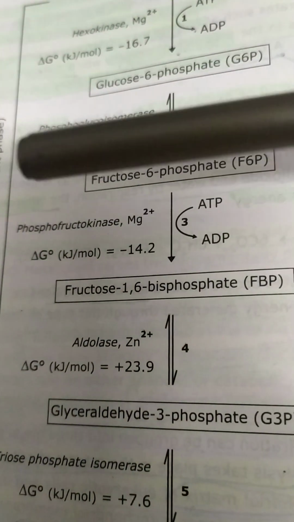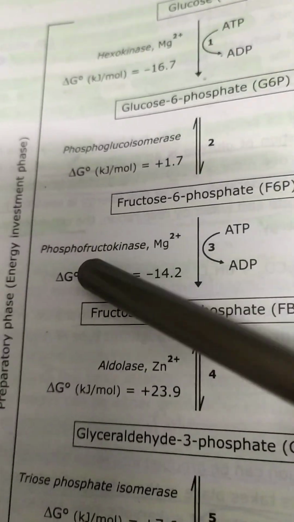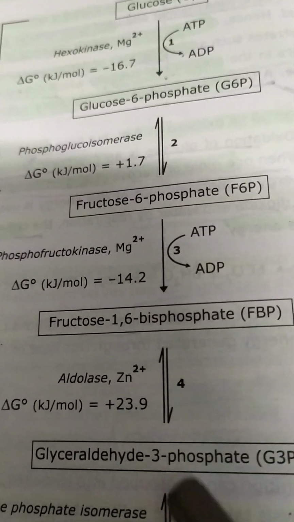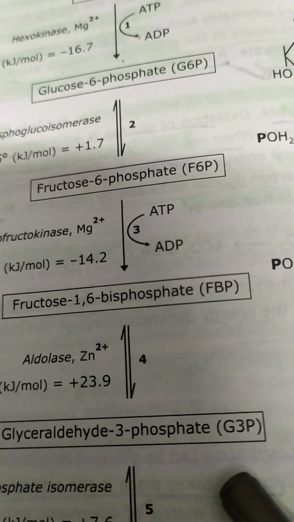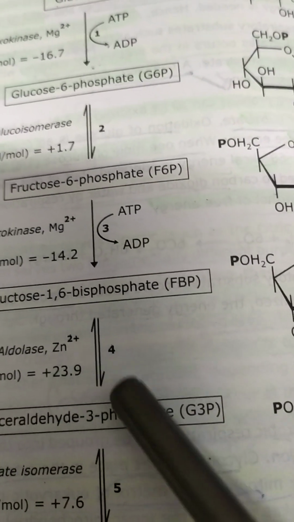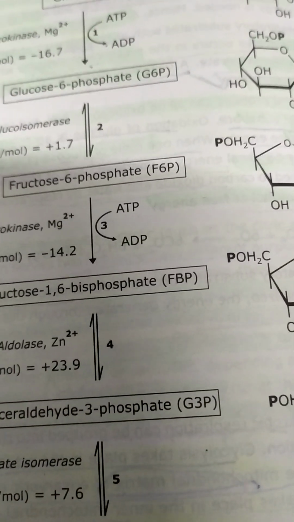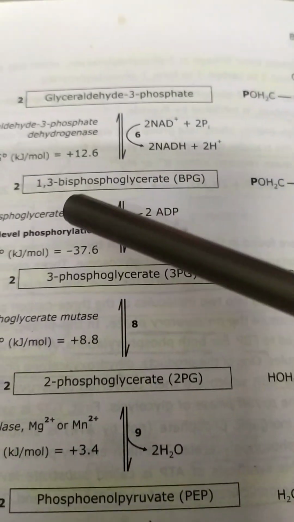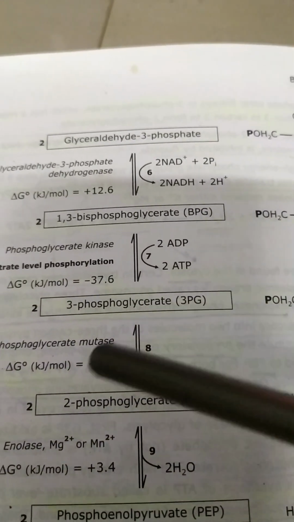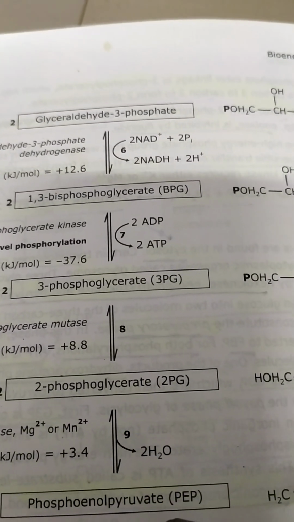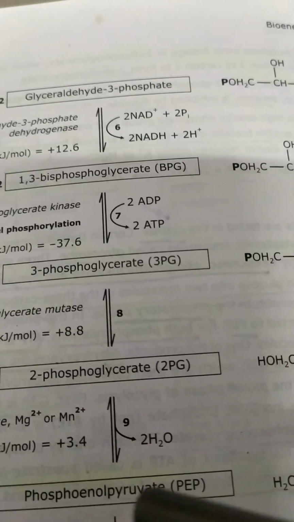Fructose 1,6-bisphosphate is produced by the action of phosphofructokinase, and then glyceraldehyde 3-phosphate is produced in the presence of aldolase and zinc Zn2+. Dihydroxyacetone phosphate is further isomerized to glyceraldehyde 3-phosphate, then 1,3-bisphosphoglycerate, 3-phosphoglycerate, 2-phosphoglycerate, phosphoenolpyruvate, and then pyruvate.